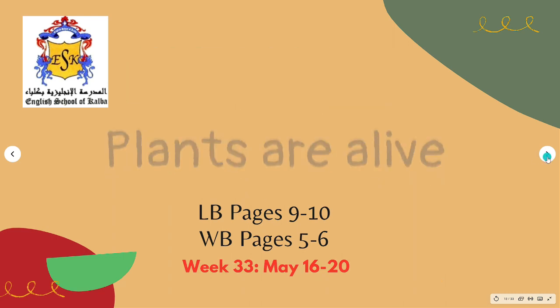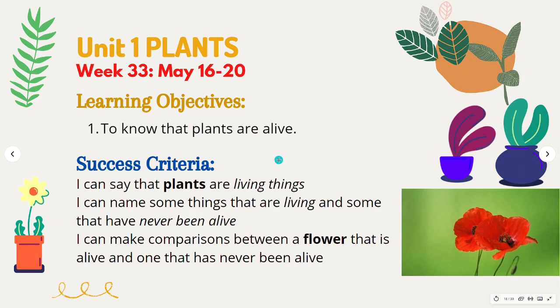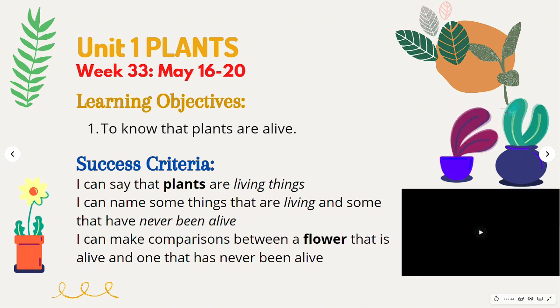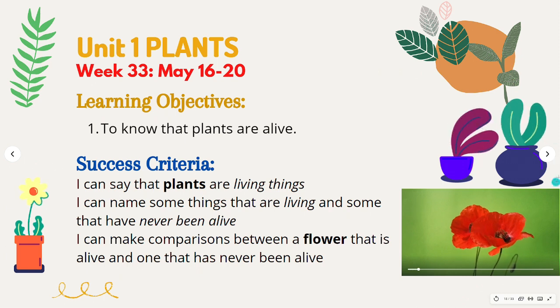Our objective is to know that plants are alive. You will assess yourselves after this lesson if you can say that plants are living things, if you can name some things that are living and some that have never been alive, and also can make comparisons between a flower that is alive and one that has never been alive.